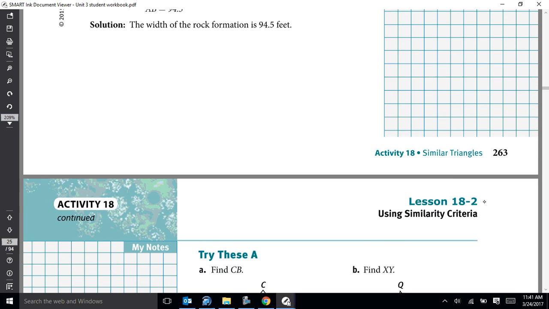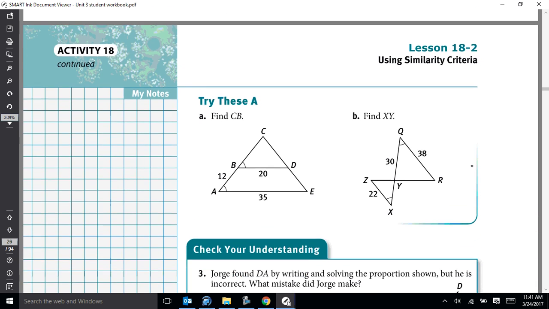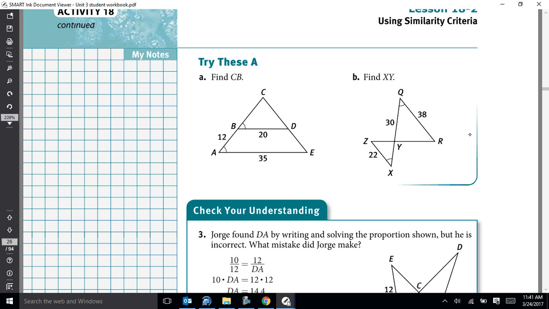So let's practice. Let's try letter A. I would like for you to work this out, compare your answers with the person next to you, and then we'll discuss it.